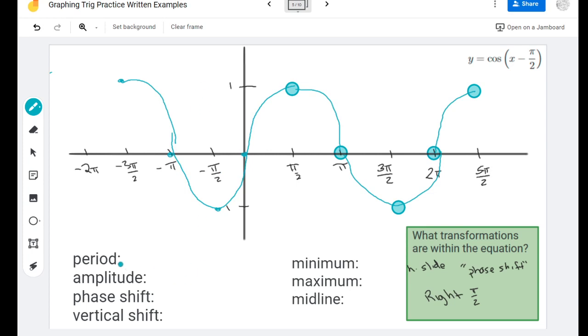Alright, so looking at these periods, in this case, we didn't stretch the graph horizontally or compress it horizontally. So our period is 2 pi. In terms of amplitude, we did not stretch the graph vertically, so from the midline to the top is still 1. Our phase shift, we moved this to the right by pi over 2 units. But we did not have a vertical shift, right? We did not move it up or down. Our midline is still at y equals 0. And then our minimum is that -1, and our +1 is our maximum.